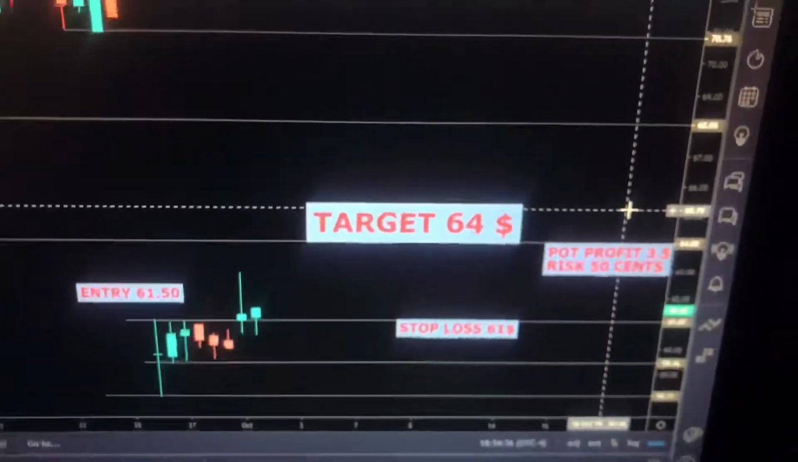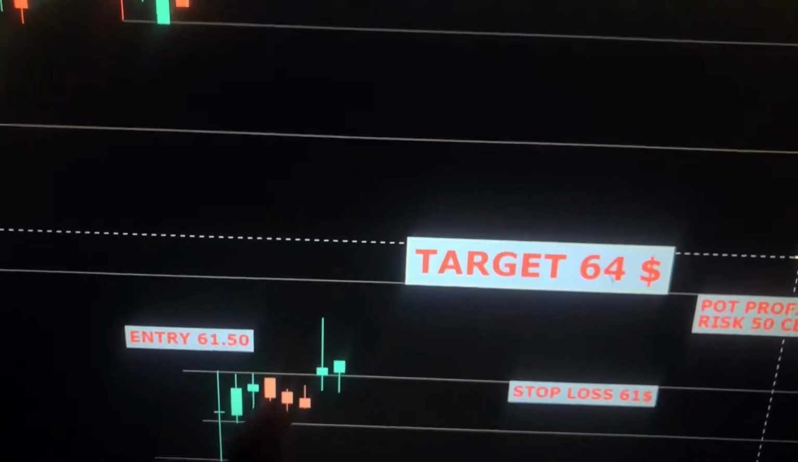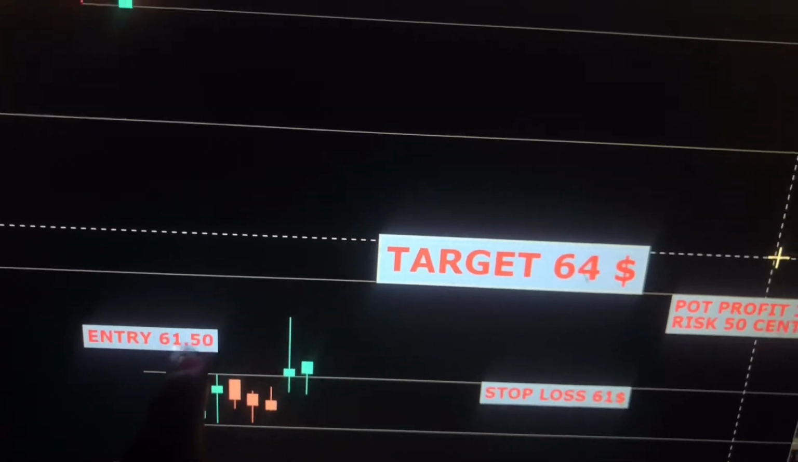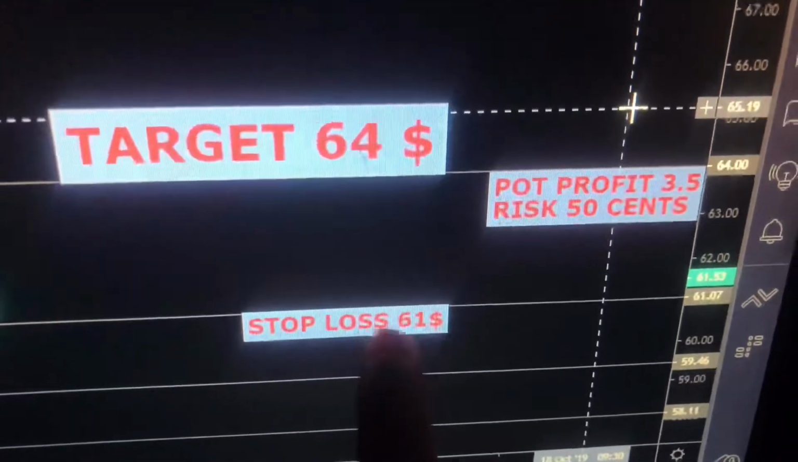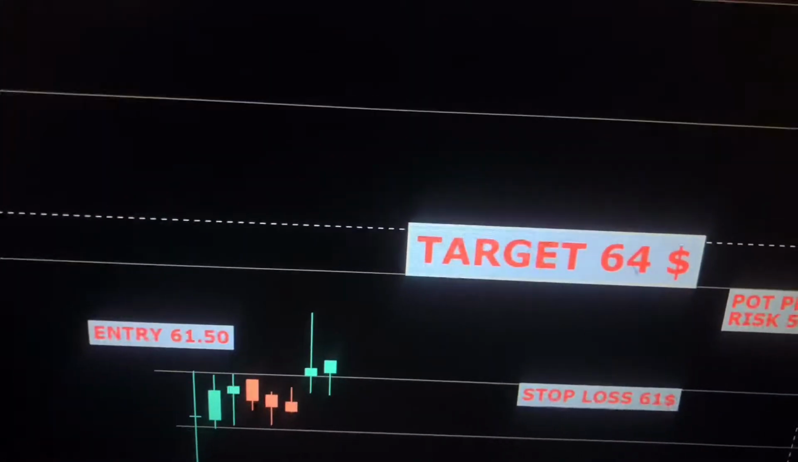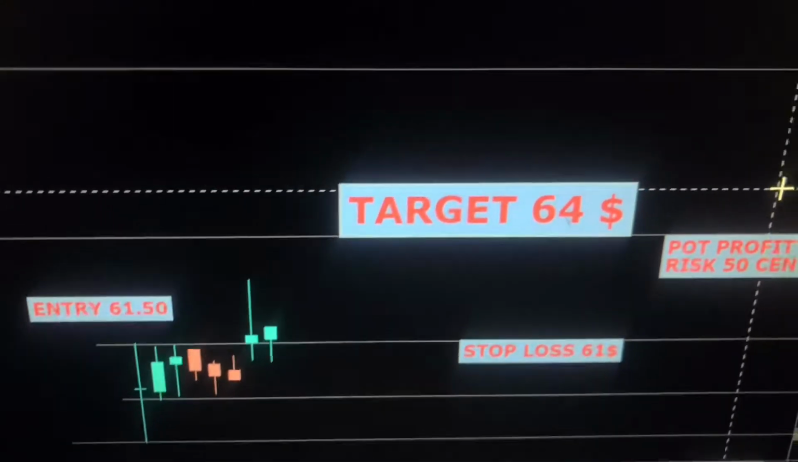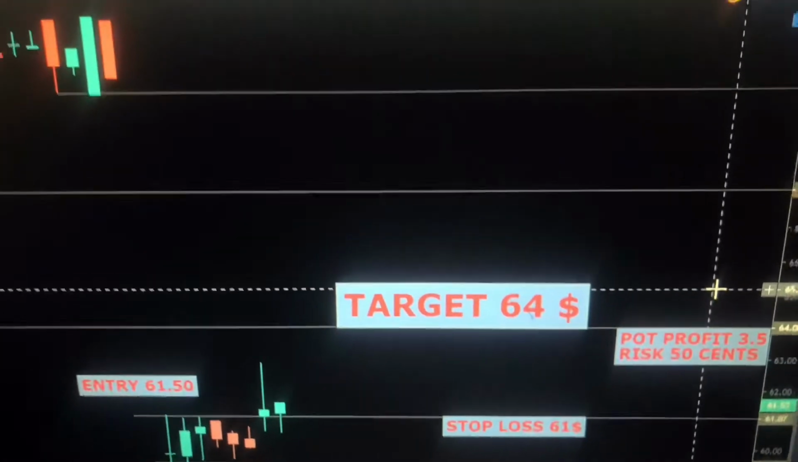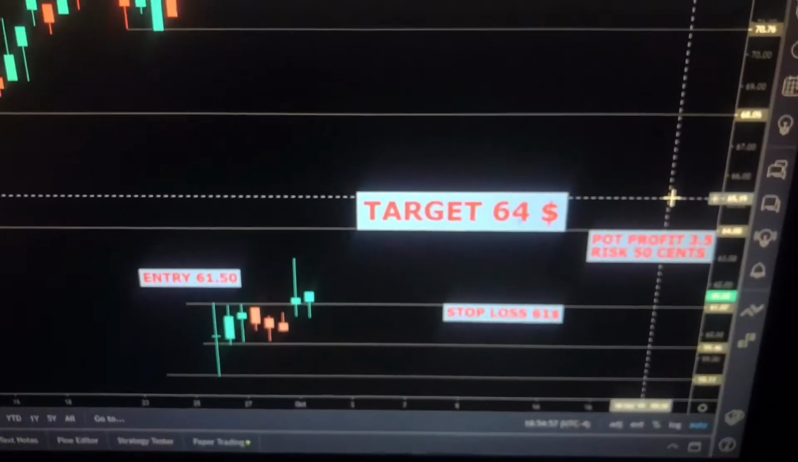So check this out, you guys. My entry will be $61.50. My stop loss will be $61 because that is where the resistance is. If it breaks below that resistance, I am exiting the stock. I'm sticking to my plan. And my target is $64. Why? Because that is where the next resistance is.